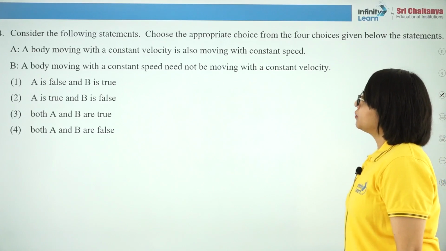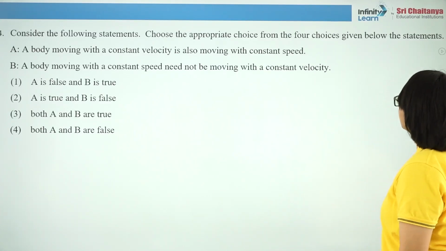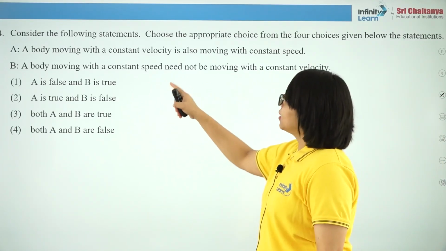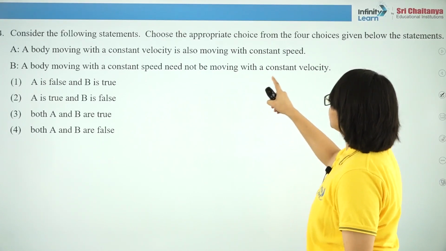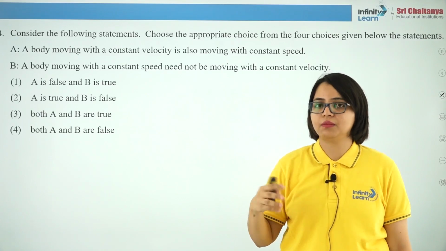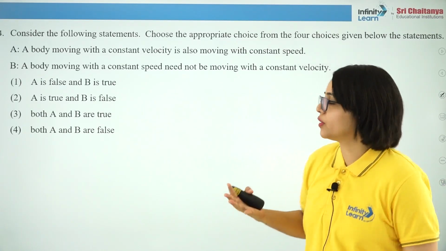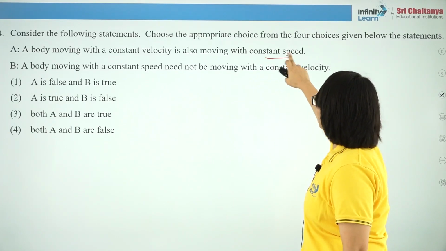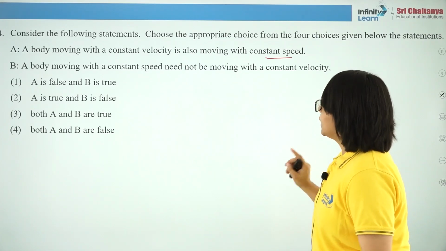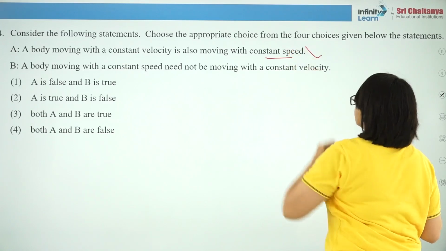Next question is 144. Consider the following statements. Choose the appropriate choice from the 4 choices given below the statement. Statement A, a body moving with a constant velocity is also moving with a constant speed. Yes, that is true. If velocity is constant, that means its magnitude and direction both are constant. By looking at the magnitude of the velocity, you can find the speed, right. So, yes, if velocity is constant, speed will be constant. That means this option is correct.